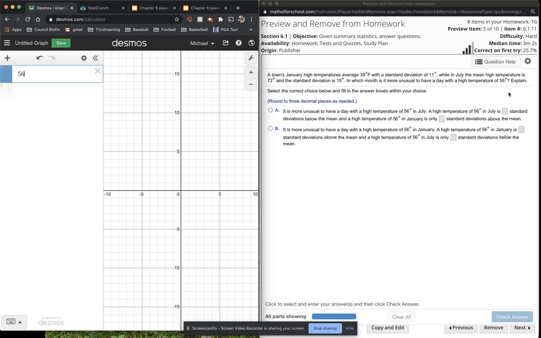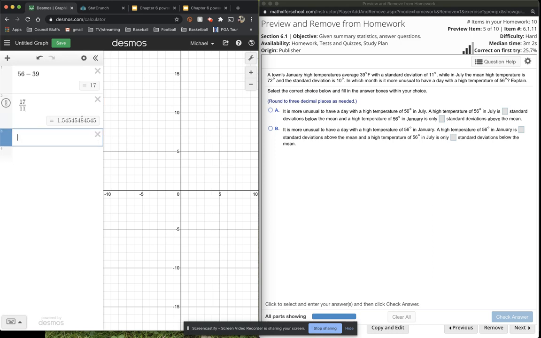We subtract the mean. The mean in January is 39. And then we take that and divide that by the standard deviation for January, which is 11. So we have a z-score in January of 1.5. And notice that's above average, so 1.5 standard deviations above the mean.